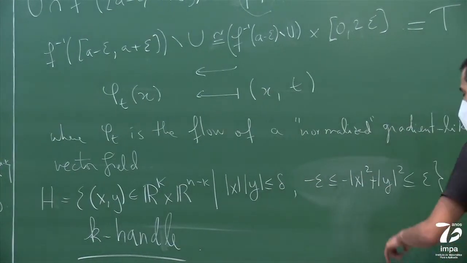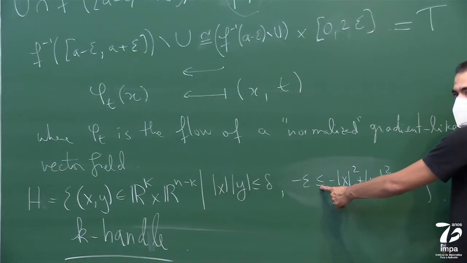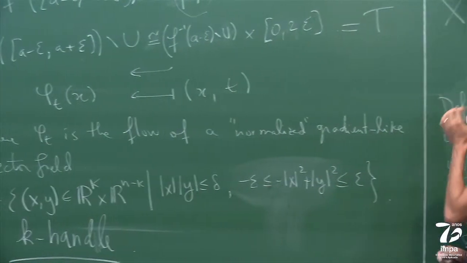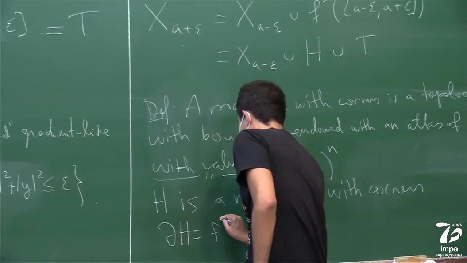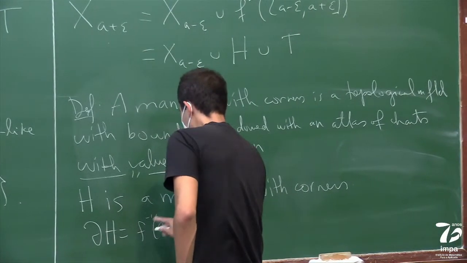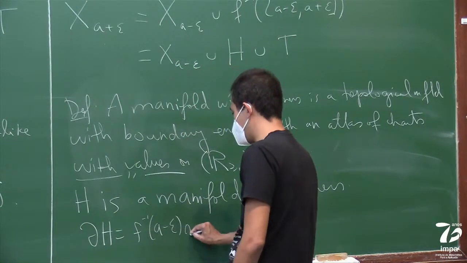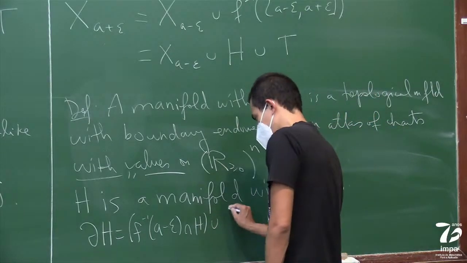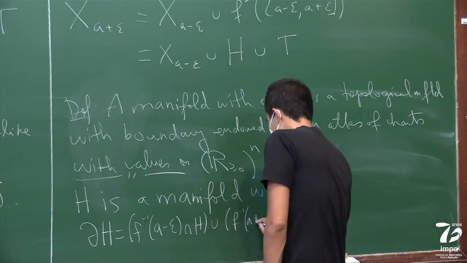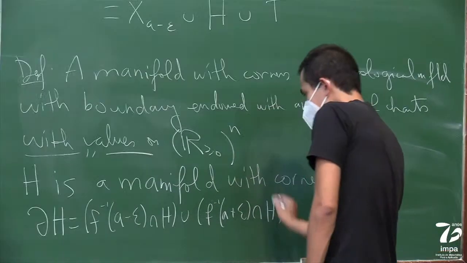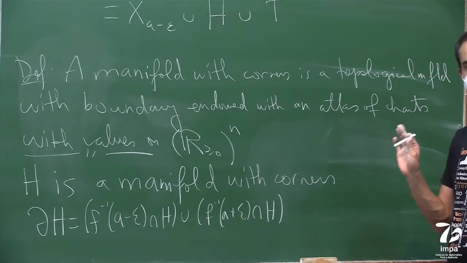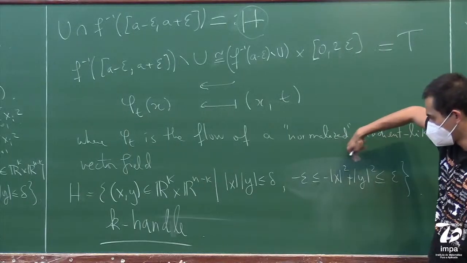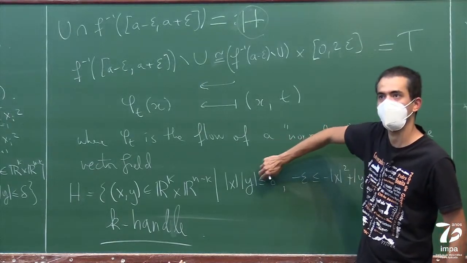Okay? So the part where you have an equality here is basically the intersection of H with F inverse of a minus epsilon. That's one part. Then you have another part, which is the same thing for a plus epsilon. And then you have a third part, where you're in the interior here, and you have an equality here.